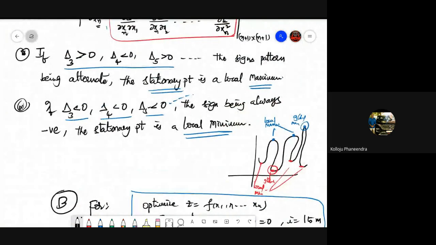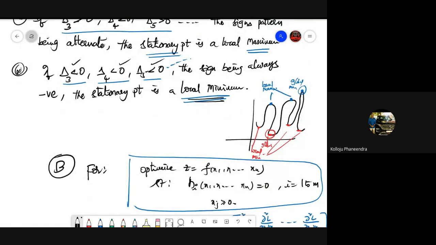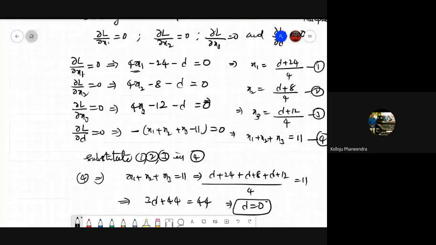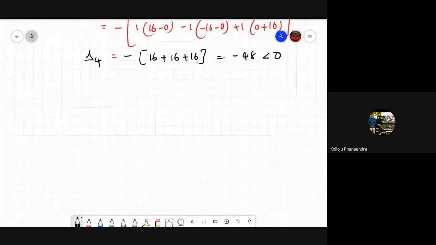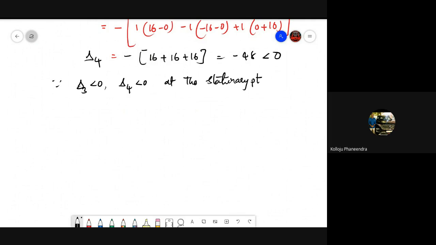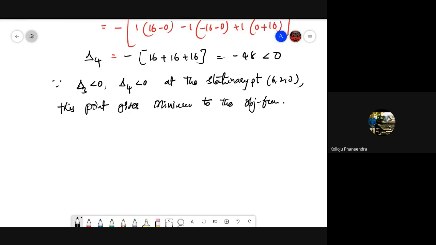See, all negative gives minimum value. Alternate sign pattern, maximum value. Now here delta 3 and delta 4 are negative, right? Since delta 3 is less than 0 and delta 4 is less than 0 at the stationary point, I have to evaluate this determinant at the stationary point. What is the stationary point? 6 2 3. This point gives minimum to the objective function.